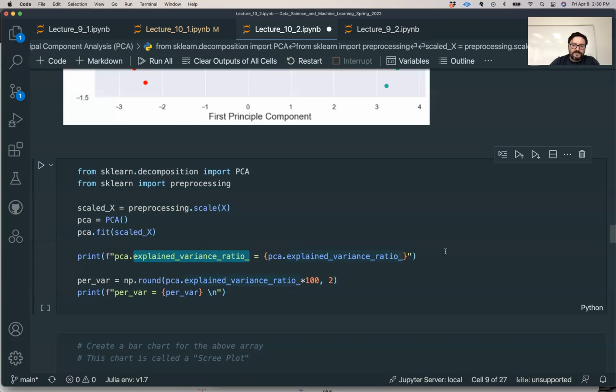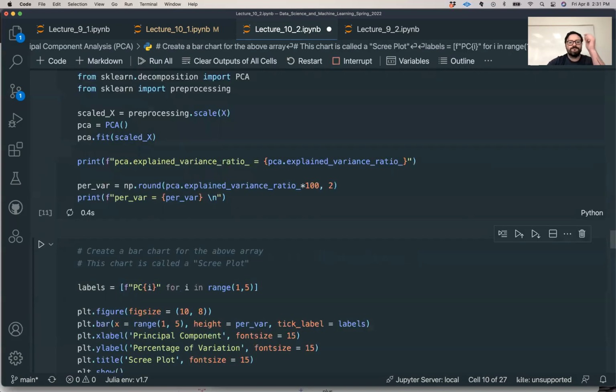So I'm going to print out the explained variance ratio after it's been scaled. And then I'm just going to round and make those values look like percentages, because it's easier for me to look at them that way. I'm rounding to 2 decimal places. All right, so what does this do?